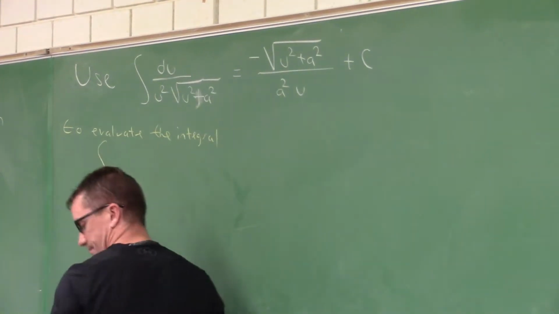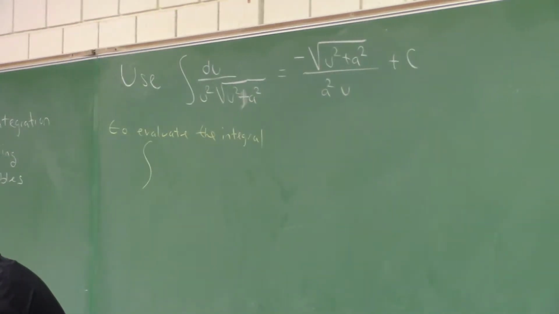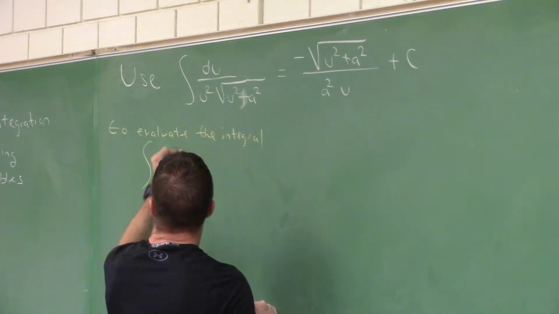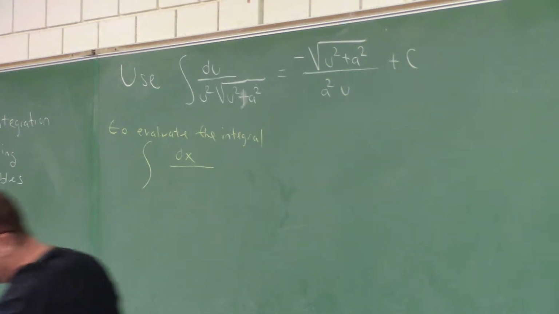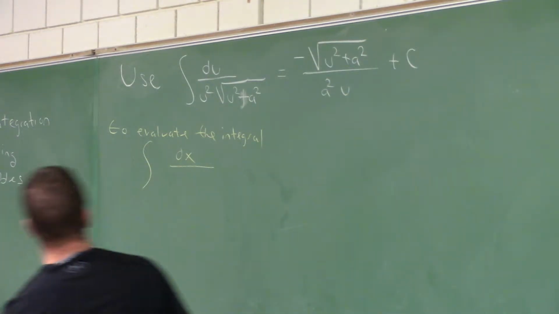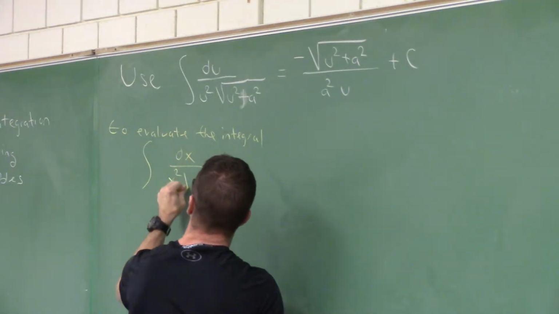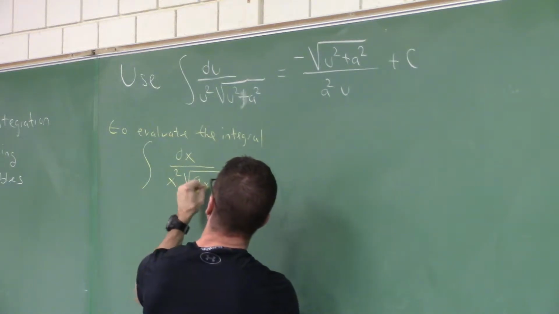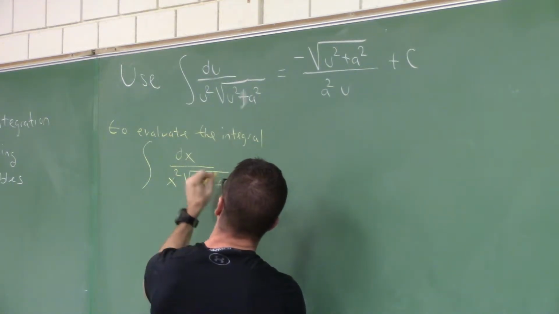How about the integral of dx over x squared square root of 9x squared plus 25.